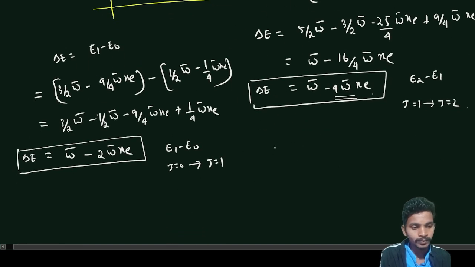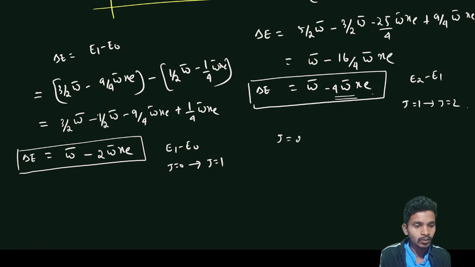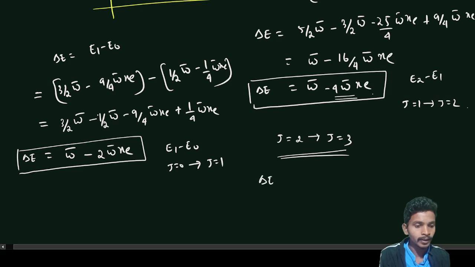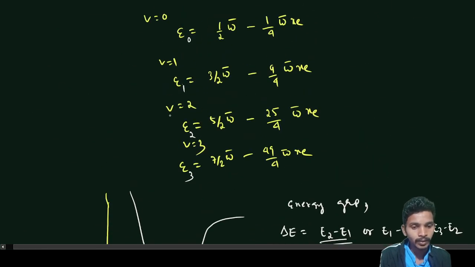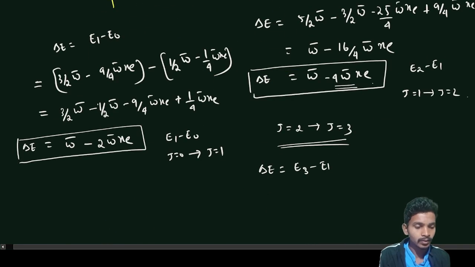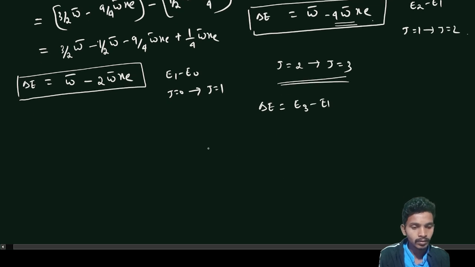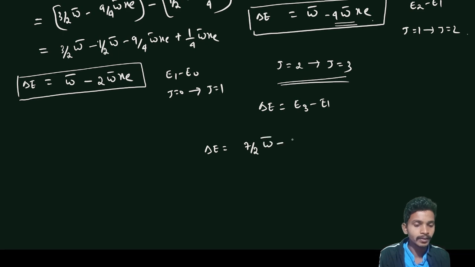Let's take for 2 to 3, j equal to 2 to j equal to 3. What value will I get? Let's take delta E as E3 minus E2. So if I do it, what value am I getting? 3 by 3 means what value? That is 7 upon 2 omega minus 49 upon 4 omega xe.